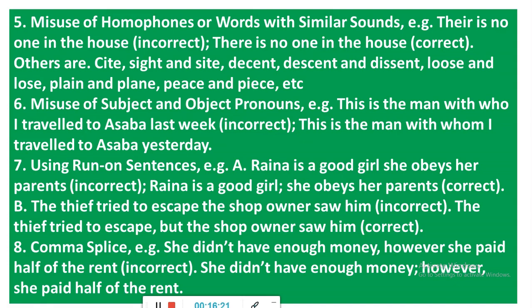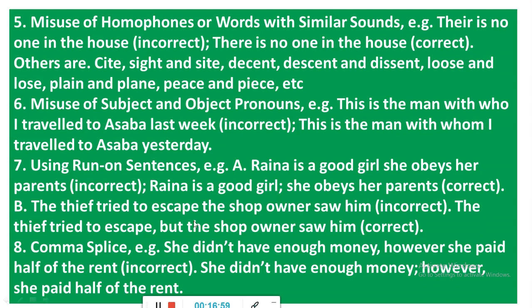Raina is a good girl. We have completed that first thought or idea. She obeys her parents is a different thought altogether. So when it is left like that without being punctuated and without being connected with a conjunction, it is called a run-on sentence. To correct it, we have to use either punctuation or conjunction. And if we use a punctuation, we say Raina is a good girl, semicolon, she obeys her parents.